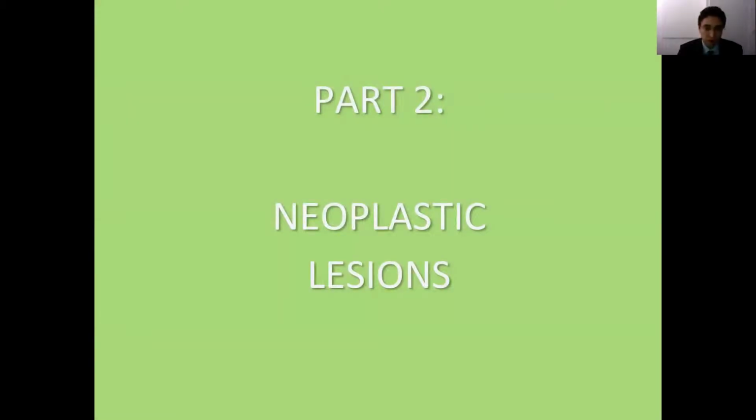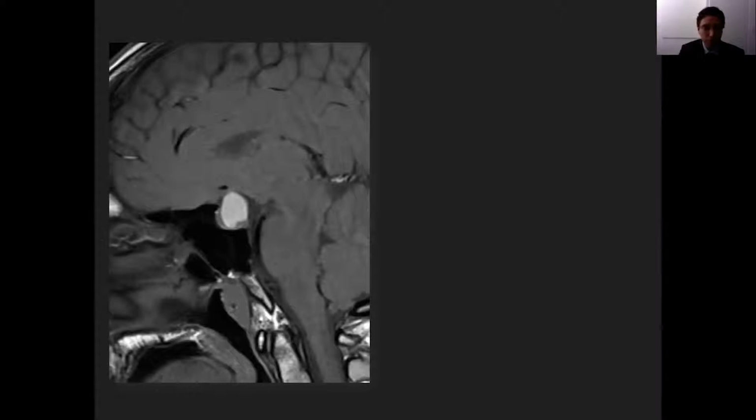In the second part of the talk, and this is where we are going to spend most of the time, we're going to discuss neoplastic lesions that can occur in the sellar, parasellar region, and pituitary area. This is our first case.